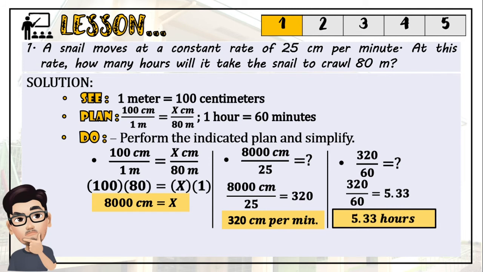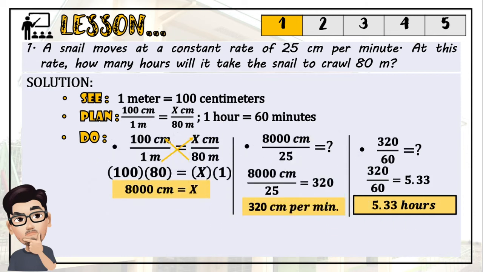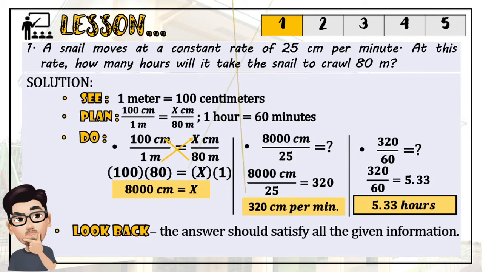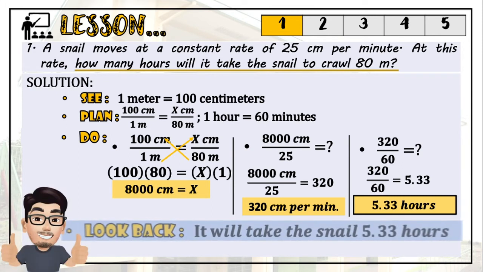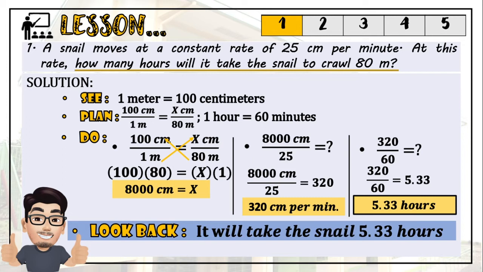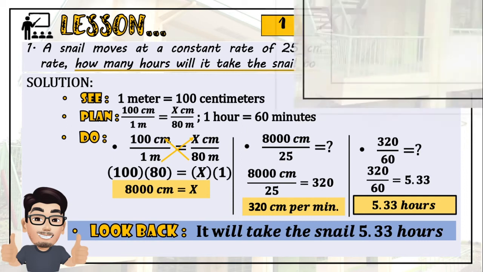So, let's look back. Did we satisfy the question, how many hours will it take the snail to crawl 80 meters? Okay? So that will be 5.33 hours, and it will take the snail 5.33 hours to walk at an average of 25 cm per minute. Okay? Remember now, we cannot proceed on the solution if we are not able to convert what needs to be converted.